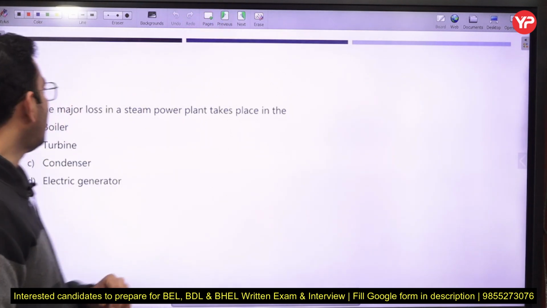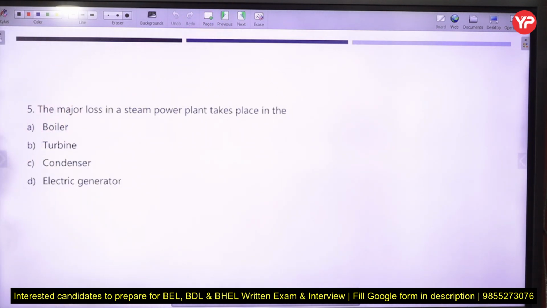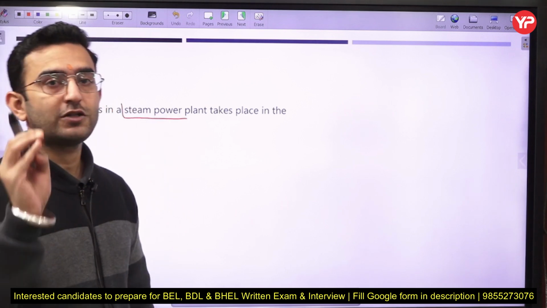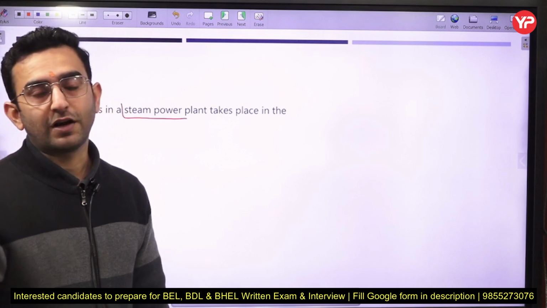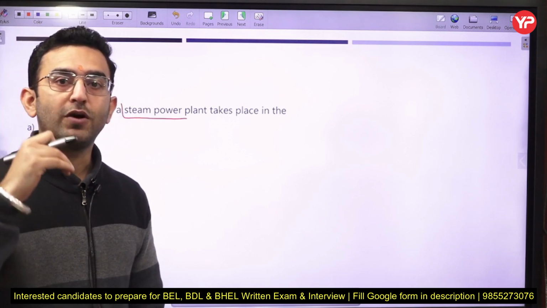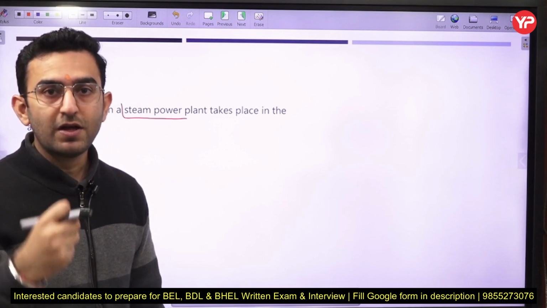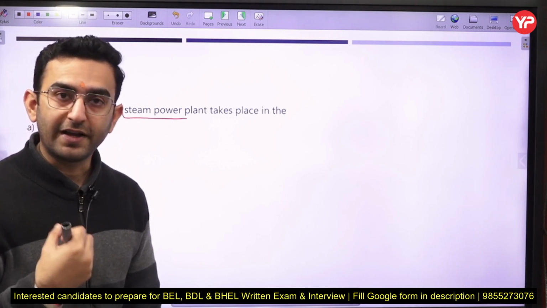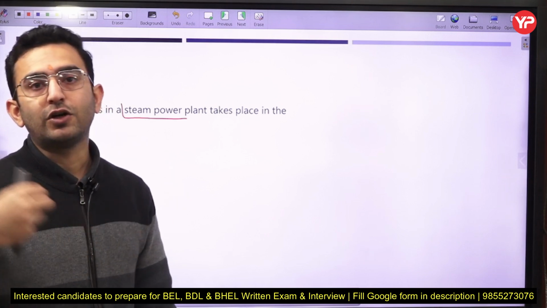The next part is the major loss in a steam power plant take place in. See, actually in the case of steam power plant, we have basic 4 components. The first one is the boiler, then we have a turbine, then we have a condenser, and then we have a pump. And if you remember, in the case of boiler, we are supplying heat into the system. In the case of turbine, we are getting the work output from the system, and in the case of condenser, we are rejecting the heat into the atmosphere here.